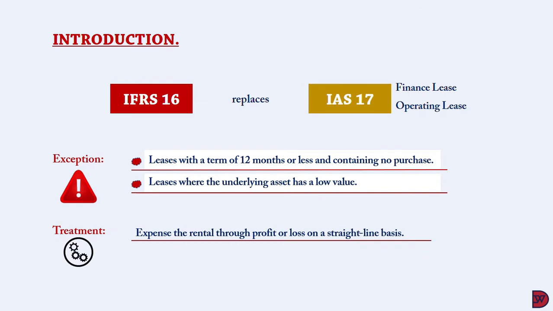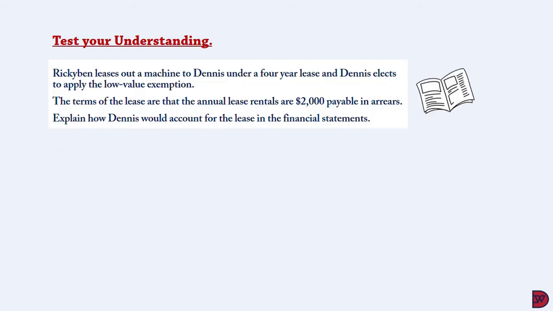So the accounting treatment for low value or short-term leases is to expense the rental through profit or loss on a straight line basis. So let's test our understanding. Ricky Ben leases out a machine to Dennis under a 4-year lease, and Dennis elects to apply the low value exemption. The terms of the lease are that the annual lease rentals are $2,000 payable in arrears, that is at the end of the year. Now we have to explain how Dennis would account for the lease in the financial statements.